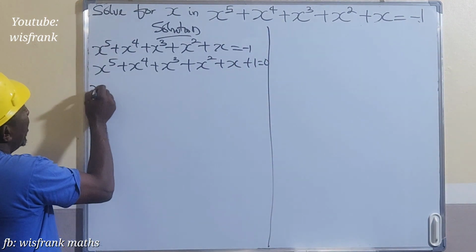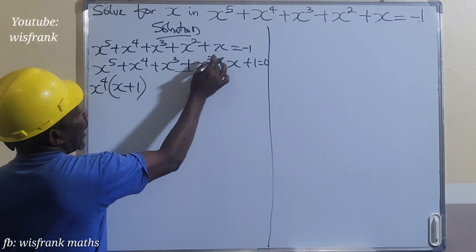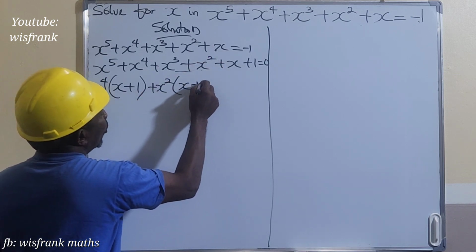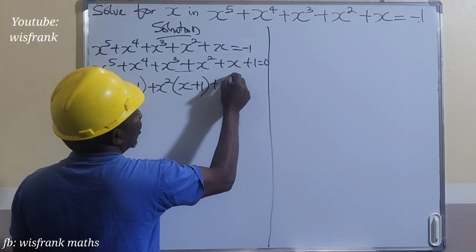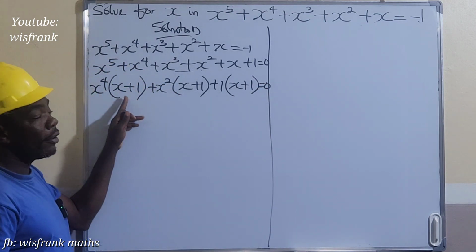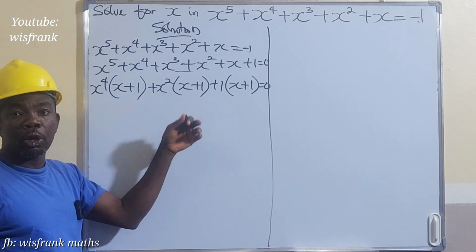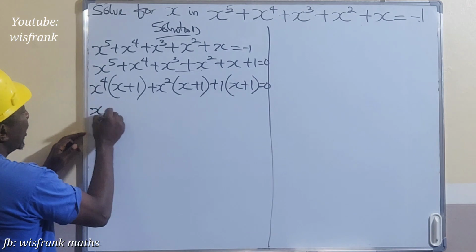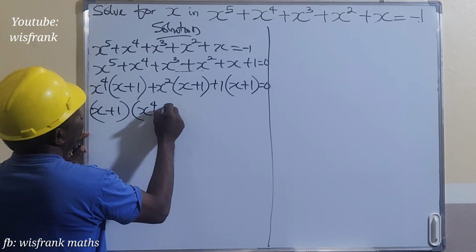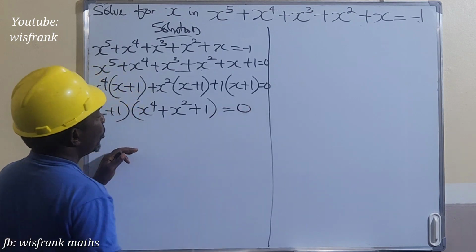So now this will become x to the power of 4 into x plus 1, plus x to the power of 2 into x plus 1, plus 1 into x plus 1 equals 0. So we can see that we have x plus 1 in each of these parentheses. So it's common, we can factor it out. So this will become x plus 1 into x to the power of 4 plus x to the power of 2 plus 1, all equals 0.